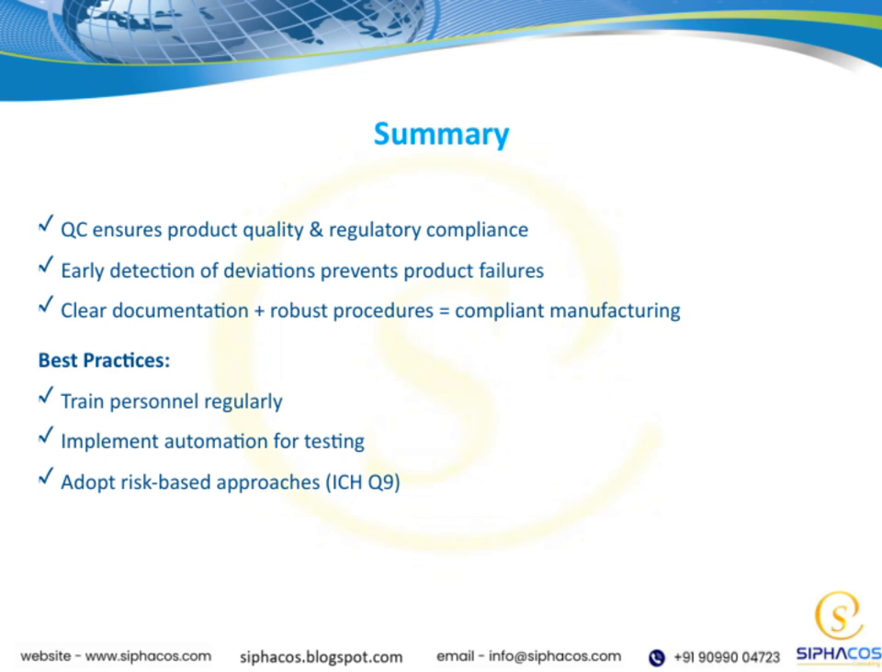Now, moving to best practices, I want to emphasize the importance of regular training for personnel. Keeping our team well-trained ensures everyone understands their roles and the latest protocols. Implementing automation for testing can enhance accuracy and efficiency, reducing human error. And finally, adopting risk-based approaches, like those outlined in ICH Q9, allows us to prioritize areas that need the most attention, making our quality management more effective and proactive. Altogether, these points reinforce our overall goal: maintaining high quality, compliant products through diligent practices and continuous improvement.